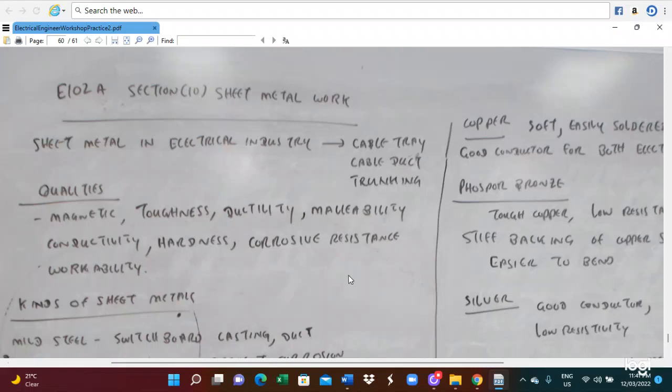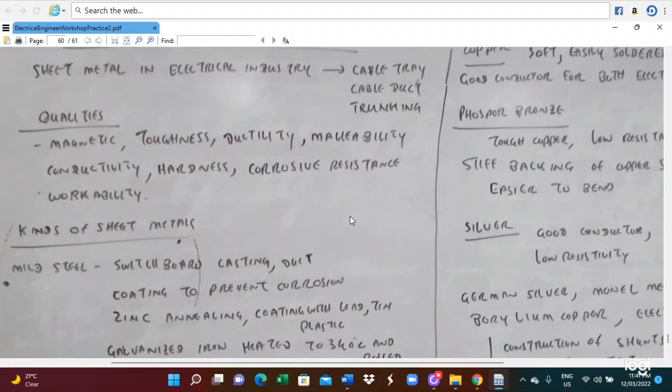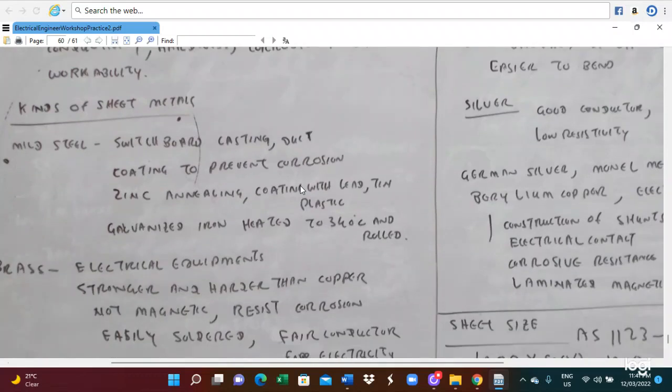So sheet metal has qualities. They call it magnetic. They call it toughness, ductility, malleability, and also hardness, appropriate correctness of the system for sheet metal. So the kinds of sheet metal materials are mild steel. We use mild steel for straightforward casing, coating to prevent corrosion, zinc annealing. Also brass is utilized for electrical equipment.